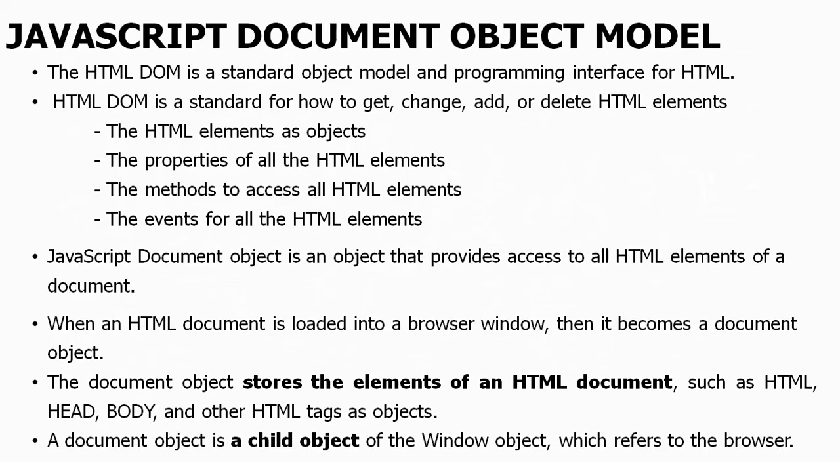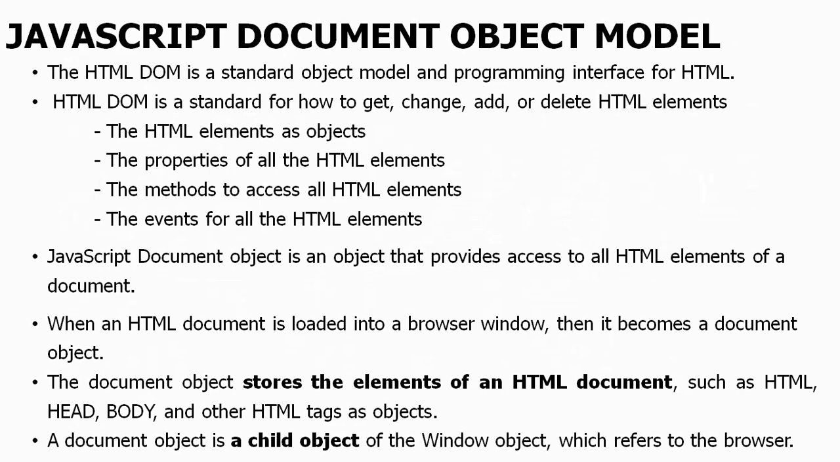The HTML document object model is a standard object model and programming interface for HTML. The HTML document object model is a standard for how to get, change, add or delete HTML elements. It defines the HTML elements as objects, the properties of all the HTML elements, the methods to access all the HTML elements, and the events for all the HTML elements. The HTML standard defines how to get and change them; we will discuss the syntax later.